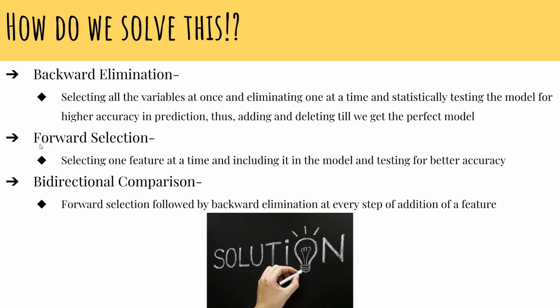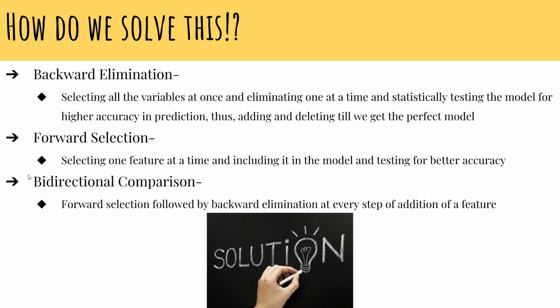On the converse part of this, forward selection is basically selecting one feature at a time and including it in the model, and again testing for better accuracy. So with every iteration you add one feature, analyze the model statistically, and if it suits, you keep it, otherwise you eliminate it and add another feature, and that's how it goes on.